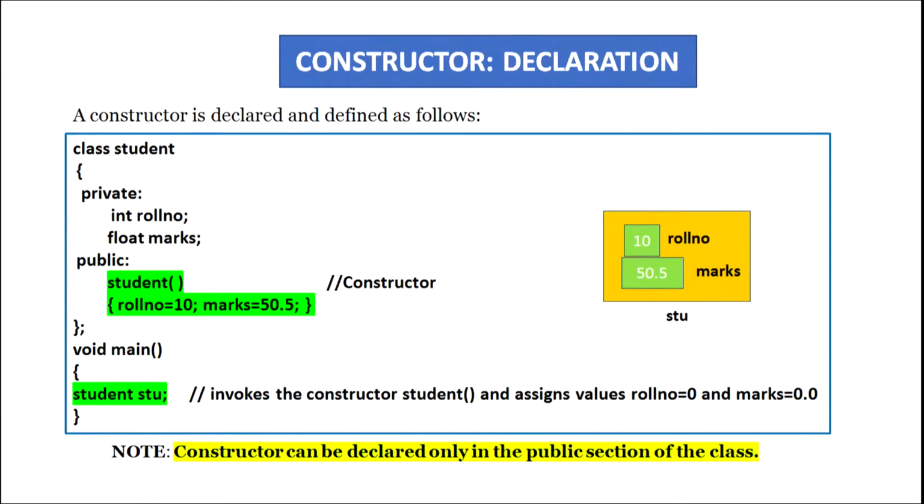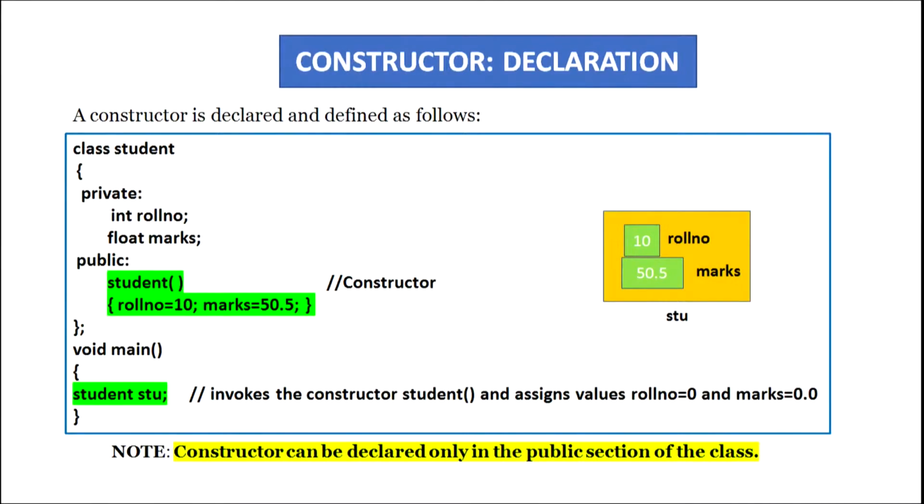You can see here we have assigned the value 10 to roll number and to marks we have assigned the value 50.5. Now, at present no value will be assigned to these data members. Now, in main, when we create the object of this class using the statement student S2, at that time memory will be allocated to the data members of the class roll number and marks, and the constructor function will be invoked automatically and assigns value 10 to roll number and 50.5 to marks.